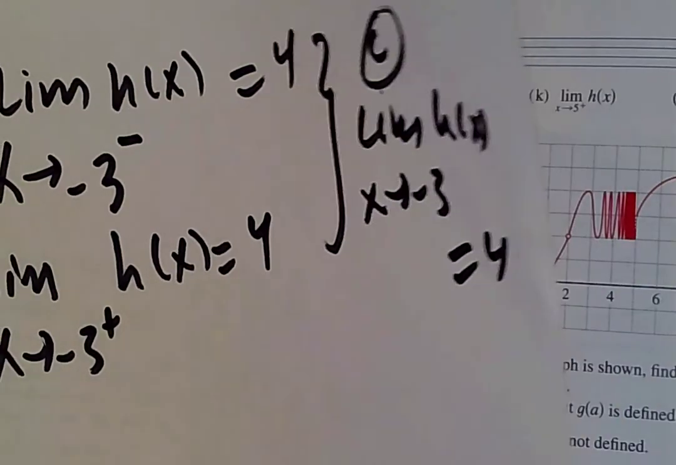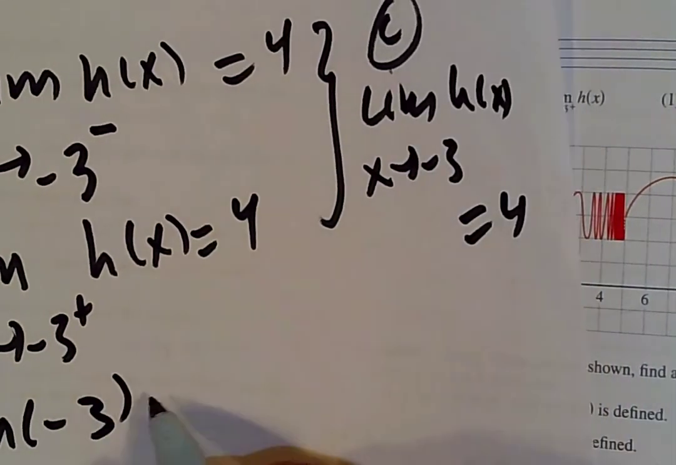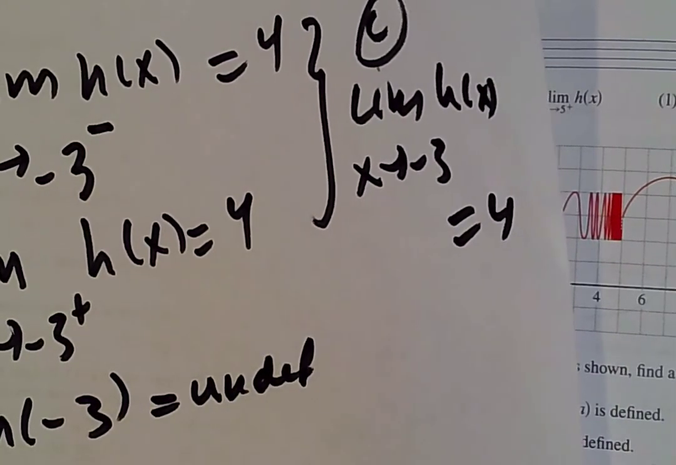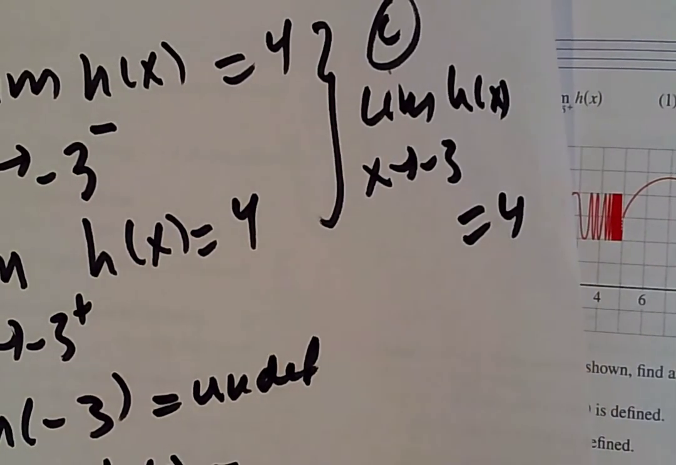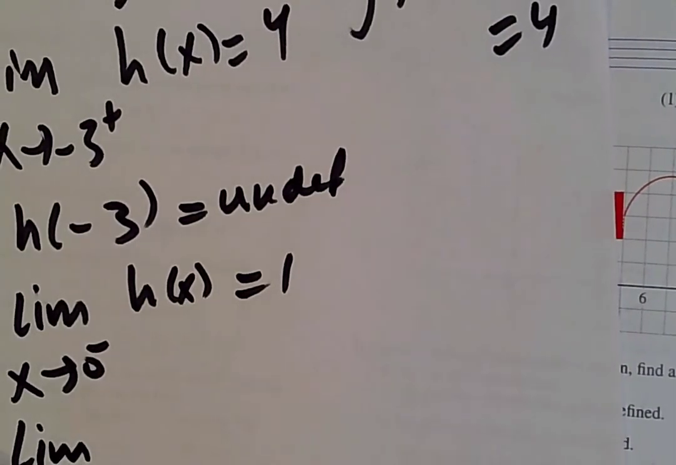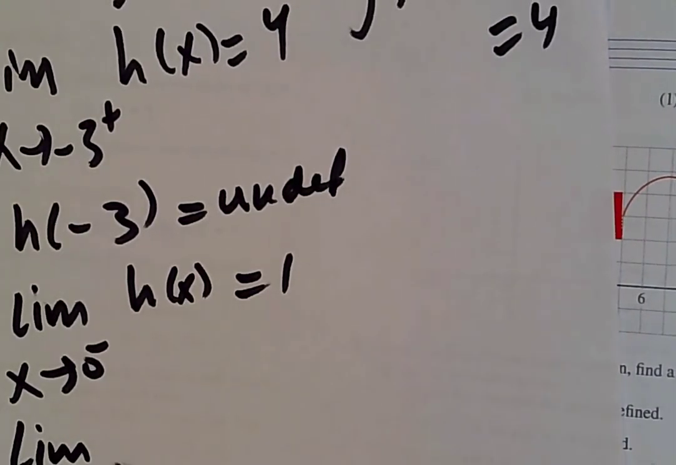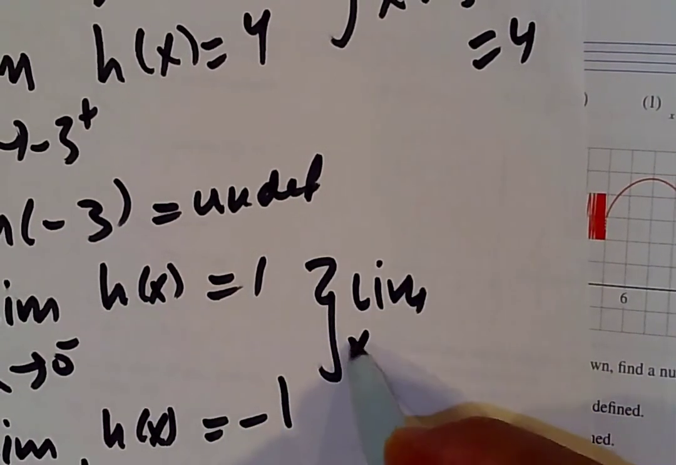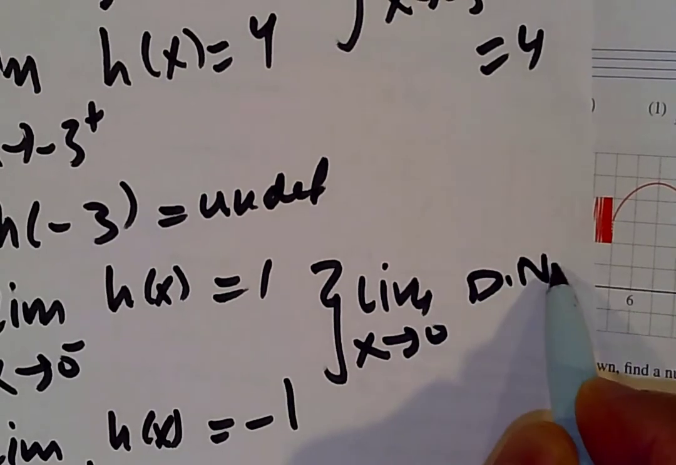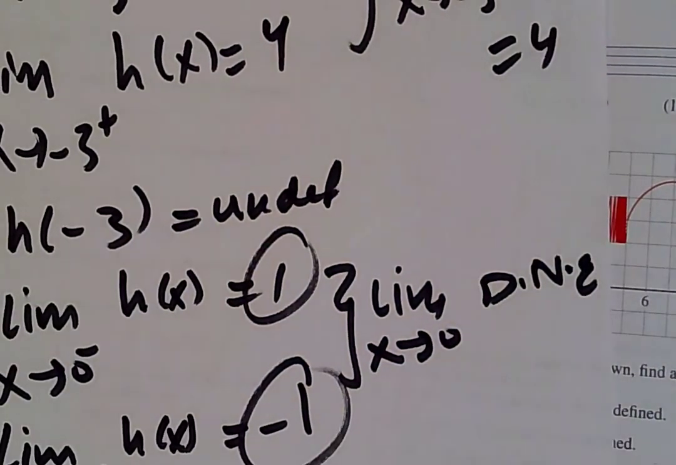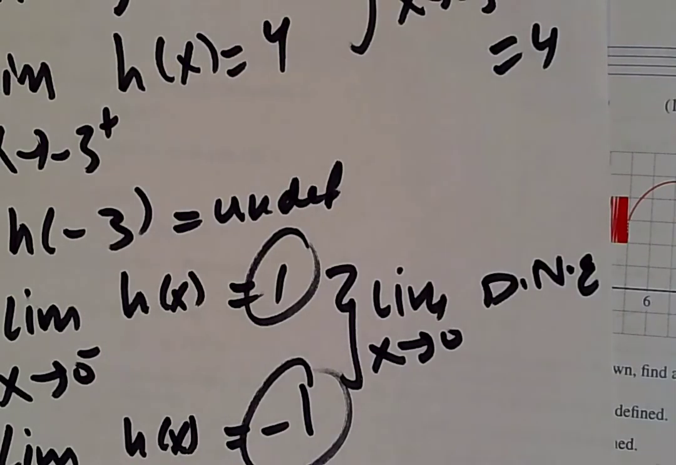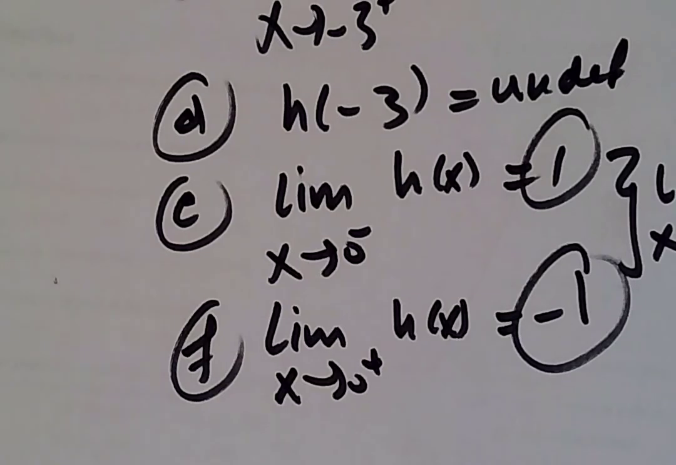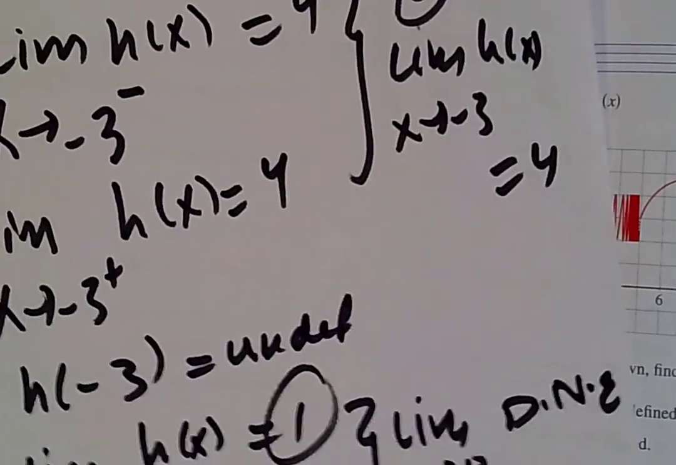For D, h of negative 3 is undefined. For E, the limit as x goes to 0 from the left of h of x is 1. For F, the limit as x goes to 0 from the right of h of x is negative 1. That means the limit as x goes to 0 does not exist. Why not? Because these two values are not the same. The left limit is not the same as the right limit. Okay, and so on. The rest is simple once you know this.